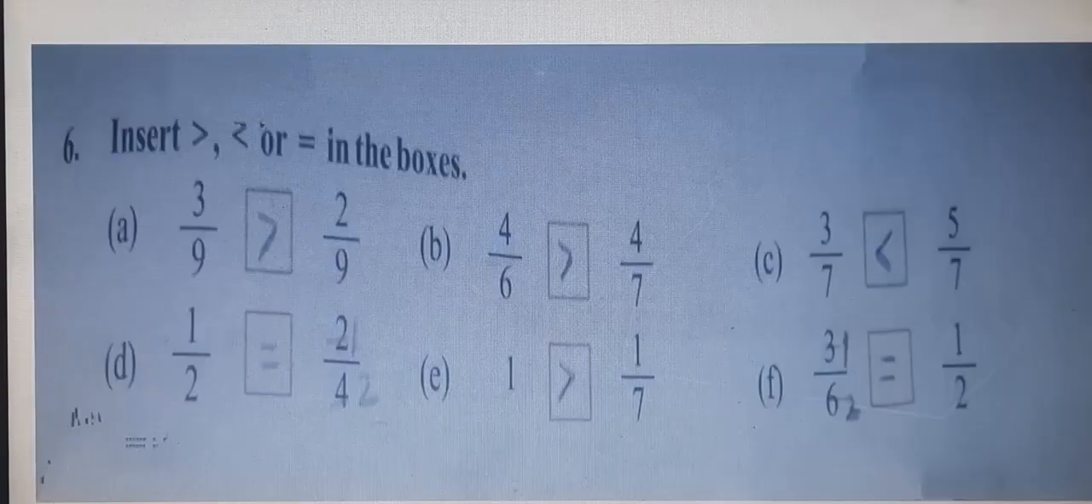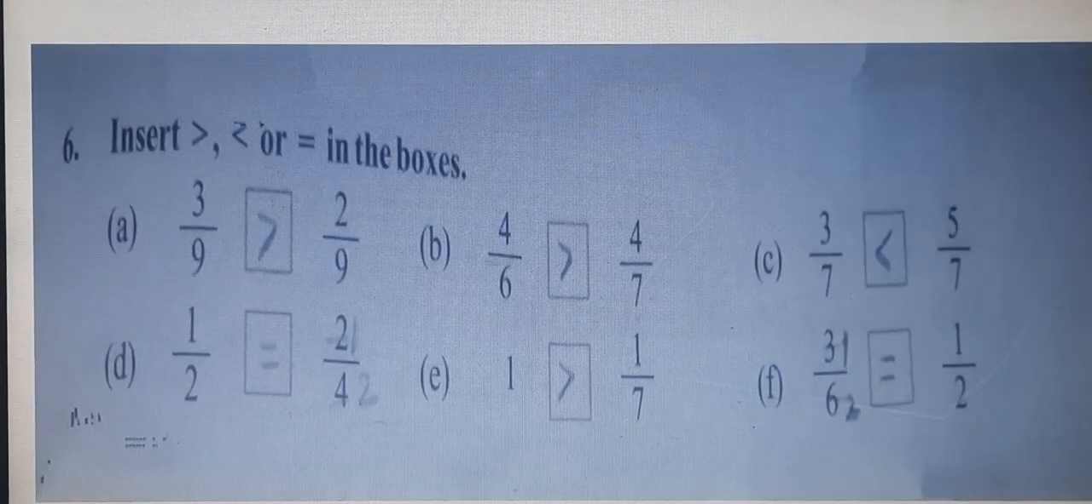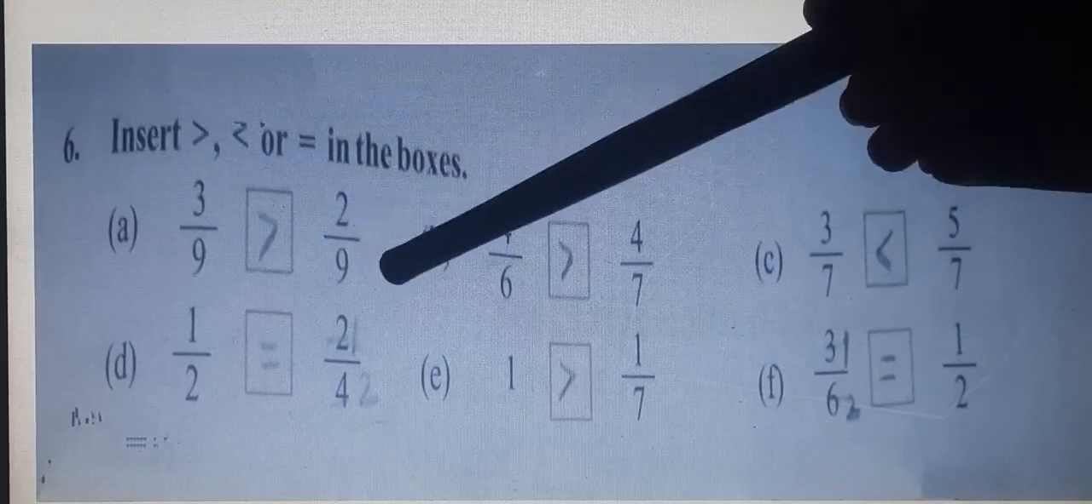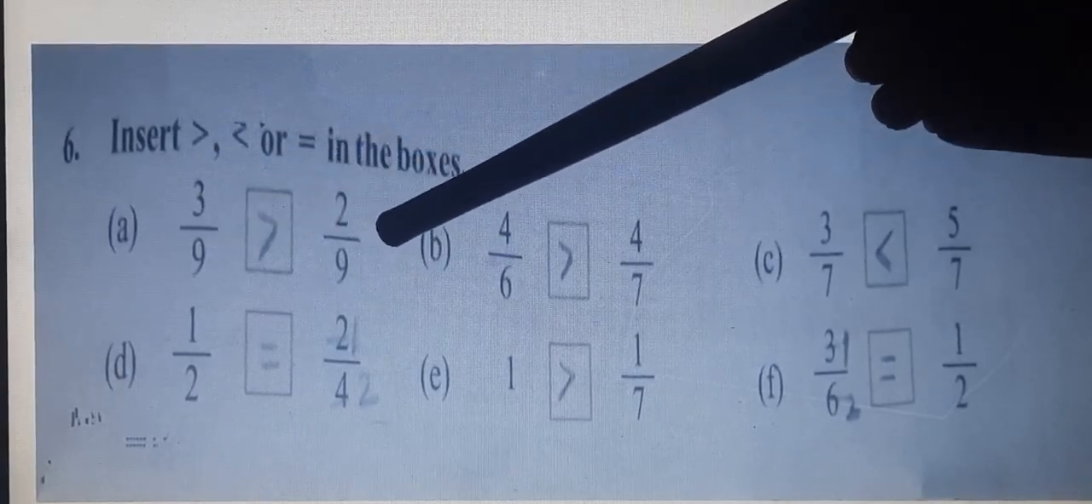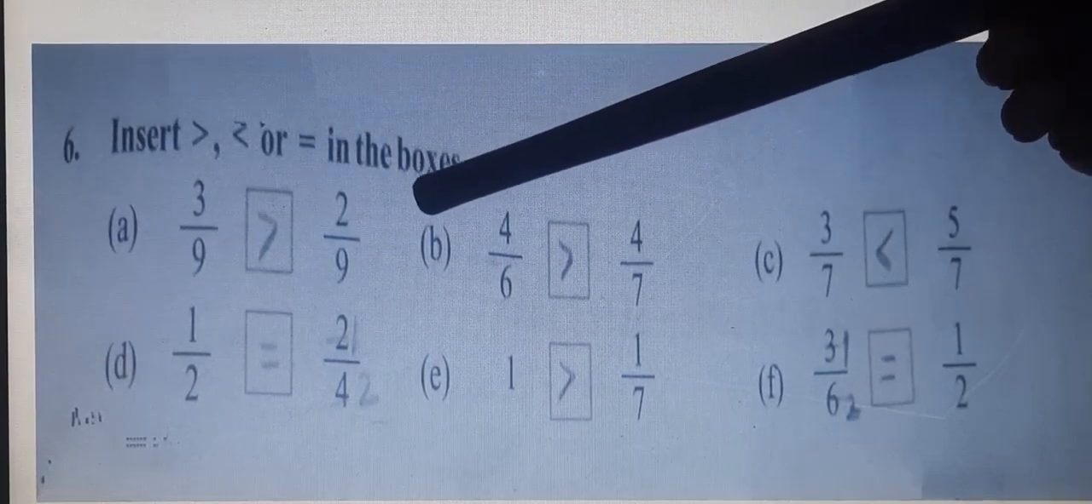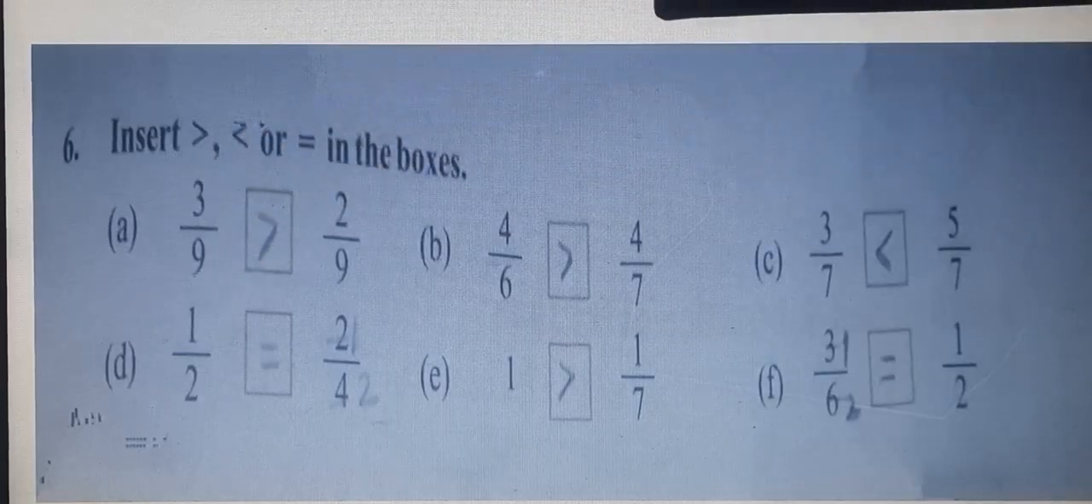Next question is insert greater, less or equal sign. This question is given from your exercise. 3 upon 9, 2 upon 9. Denominators are same. When the denominator is same, then the number that has greater numerator is greater. So the greater numerator is 3. So 3 upon 9 is greater than 2 upon 9.